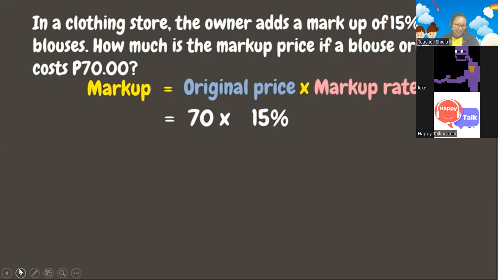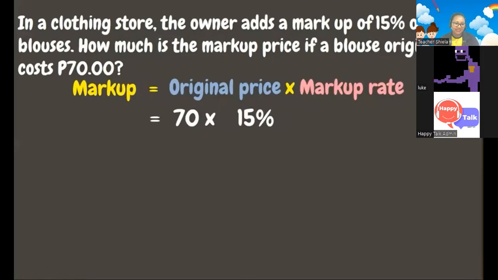It's 70 times 7. Okay, so your answer is 7. Are you sure? Oh, 70 times 15%? But anyway, remember, it's okay. But 1,050 divided by 15.